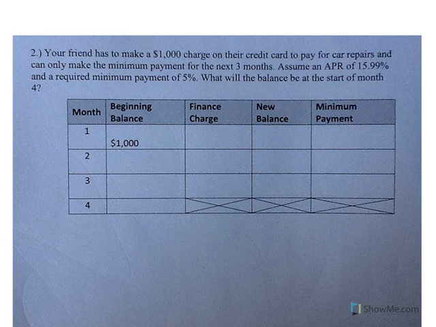And number 2, your friend has to make a $1,000 charge on their credit card to pay for car repairs and can only make the minimum payment for the next 3 months. Assume an APR of 15.99% and a required minimum payment of 5%. What will be the balance at the start of month 4? Now, we are also going to assume that the finance charge starts right away, just to make this problem maybe a little bit more interesting.